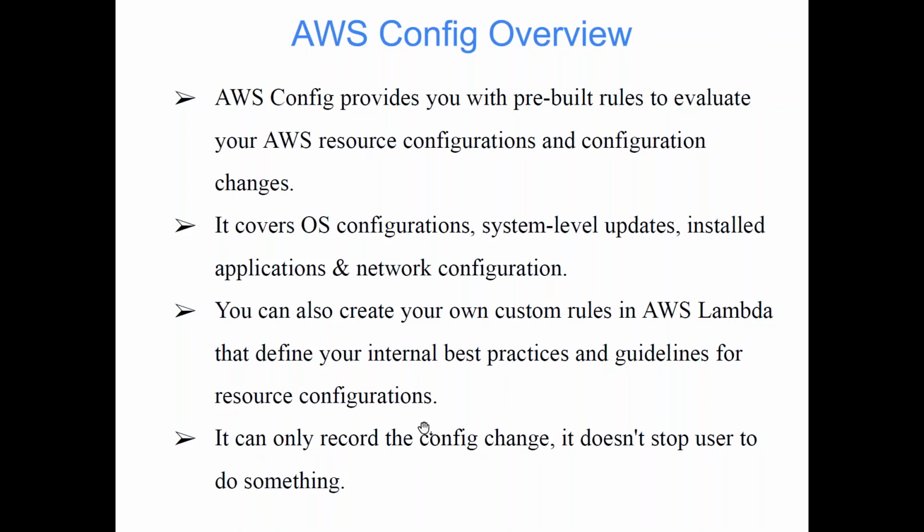Not only configuration changes, it can cover OS configuration, system level updates, and other network configuration as well. It can monitor almost all the properties of your resources. And in case you don't want to go with pre-built rules, you can create your own custom rule in AWS Lambda that defines your internal best practices and guidelines for resource configuration.